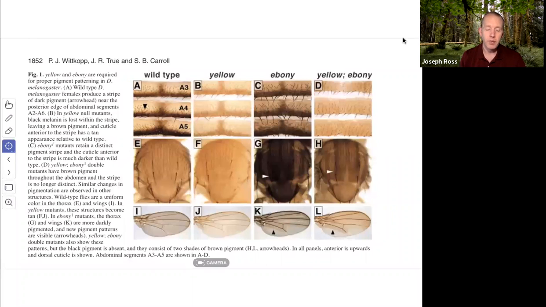And ultimately, what this suggests is that it might be the yellow gene itself that's responsible for an increased concentration of black pigment in the wing of Drosophila biarmipes. So we're going to have to see if that is indeed the case.